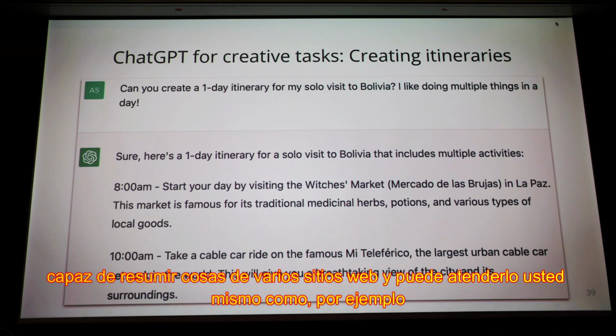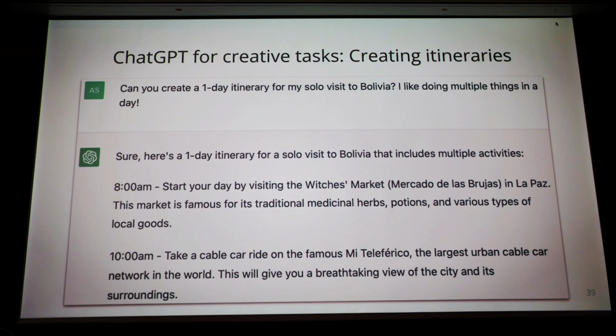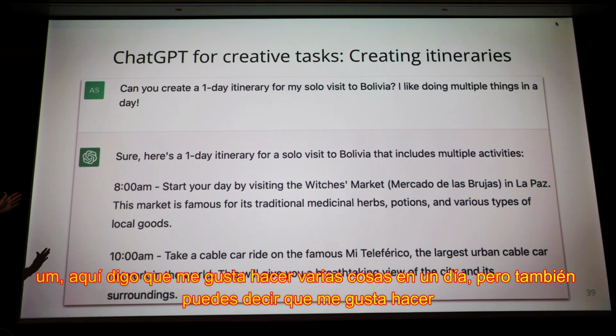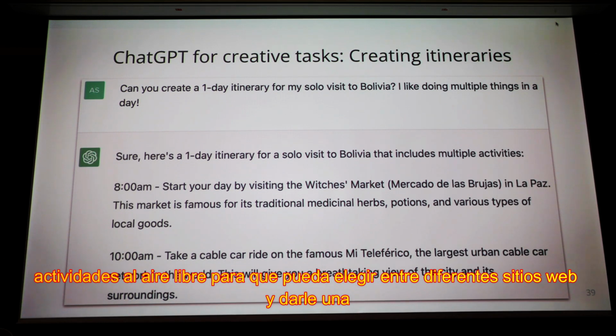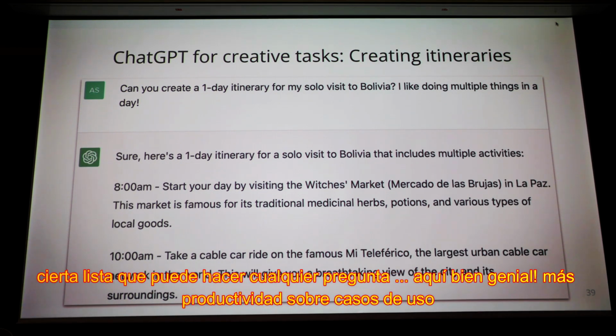And it's able to summarize things from multiple websites, and you can cater it to yourself. For example, here I say I like doing multiple things in a day, but you can also say I like doing outdoor activities. So it's able to pick and choose from different websites and give you a certain list that you can do. Any questions here?